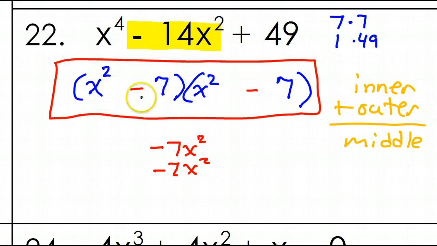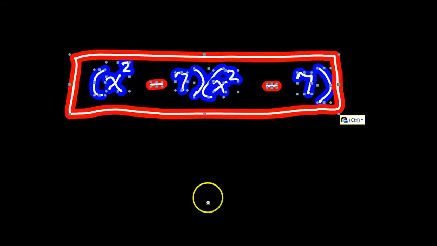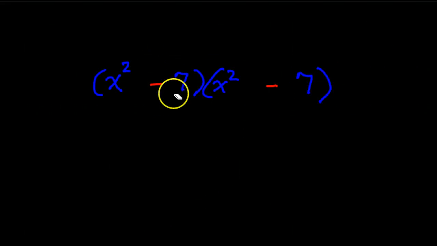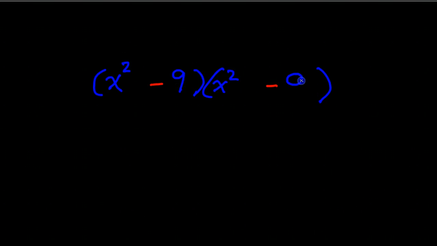The only thing to watch out for is every now and then one of these factors will itself be the difference of two squares. Check this out for a second. Let me just cut and paste. Wow, that's cool looking. Now imagine for a moment that instead of having x squared minus 7 times x squared minus 7, let's say that it had been 9. Let's say we had gotten x squared minus 9 and x squared minus 9. Well, these are the difference of two squares. So we would have to keep going. Each one of these would split up further.